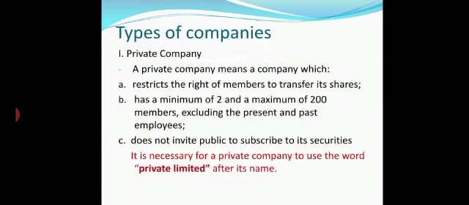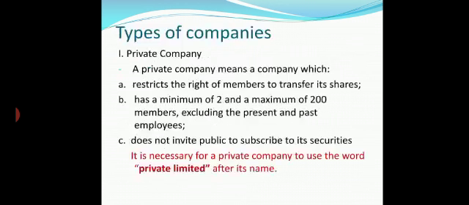The Companies Act has given the definition of private company with three conditions. So we'll see which are those conditions. A private company means a company which, A, restricts the right of members to transfer its shares. B, has a minimum of 2 and maximum of 200 members, excluding the present and past employees. C, does not invite the public to subscribe to its securities. Securities in the sense shares. We'll see one by one.